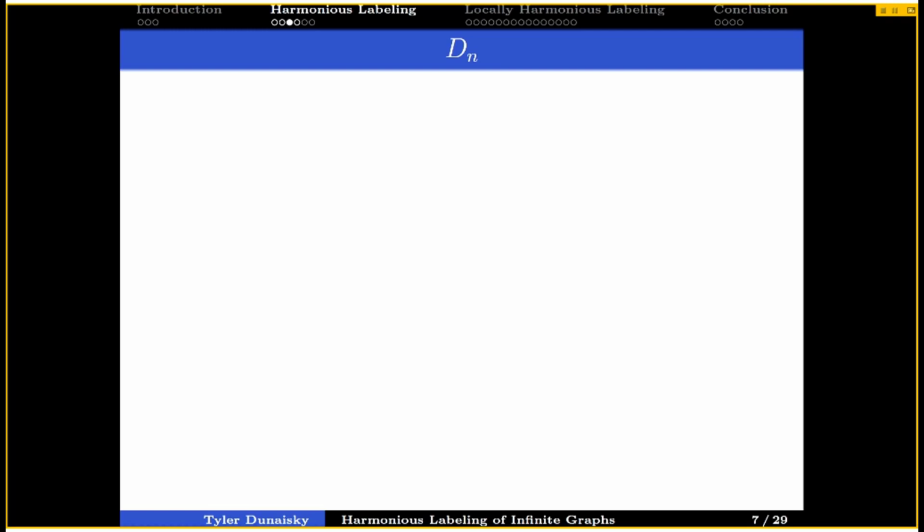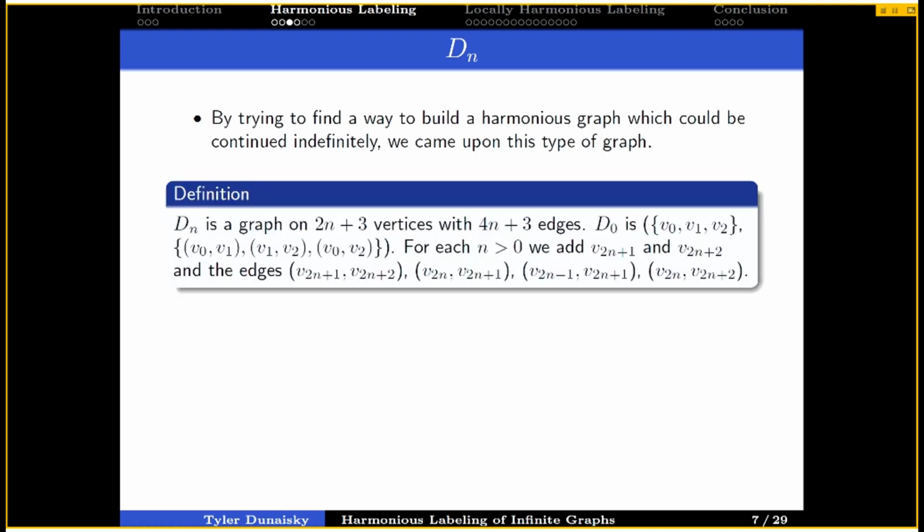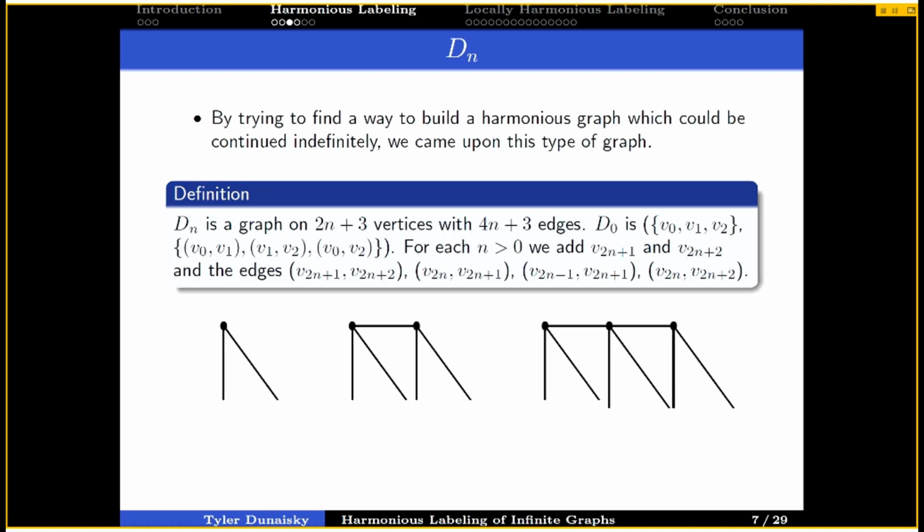A graph called G sub n. By trying to find a way to build a harmonious graph which can be continued indefinitely, we can find this type of graph. G sub n is a graph of 2n plus 3 vertices with 4n plus 3 edges. G sub 0 has these 3 vertices and these 3 edges. And then for each n greater than 0, we add these 2 vertices and these 4 edges.